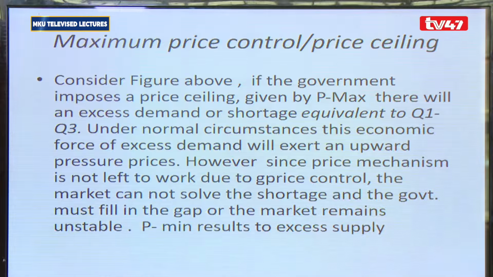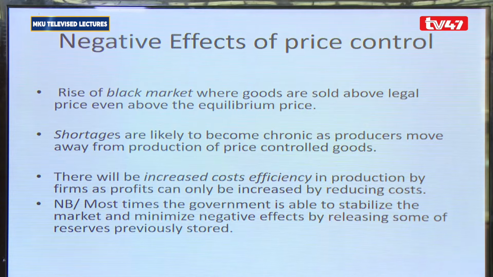What are the consequences of this? Normally, when there is P-max, there are a number of consequences. Number one, goods are likely to be sold in the black market because there is a shortage. When the goods are sold in what we call the black market, we say the goods are being sold behind maybe closed doors or to a few friends and relatives. They are not just put on the shelf for anybody to buy. When this happens, it creates room for consumer exploitation.